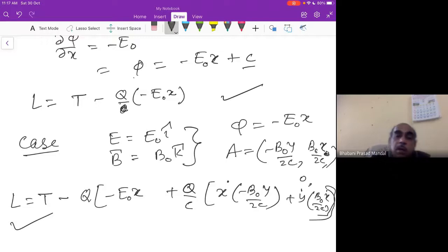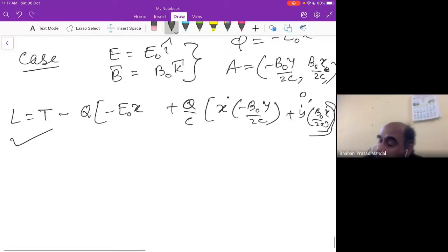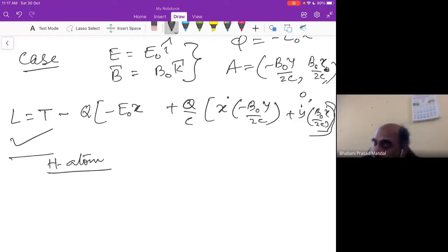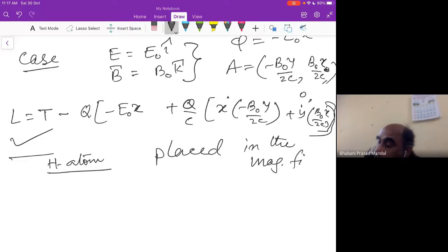So we know how to find the equation of motion, and how to find the Lagrangian for different situations of electric and magnetic field. Next, there are still some issues regarding this. Suppose I have a hydrogen atom and it is placed in a magnetic field. So what will be the Lagrangian?